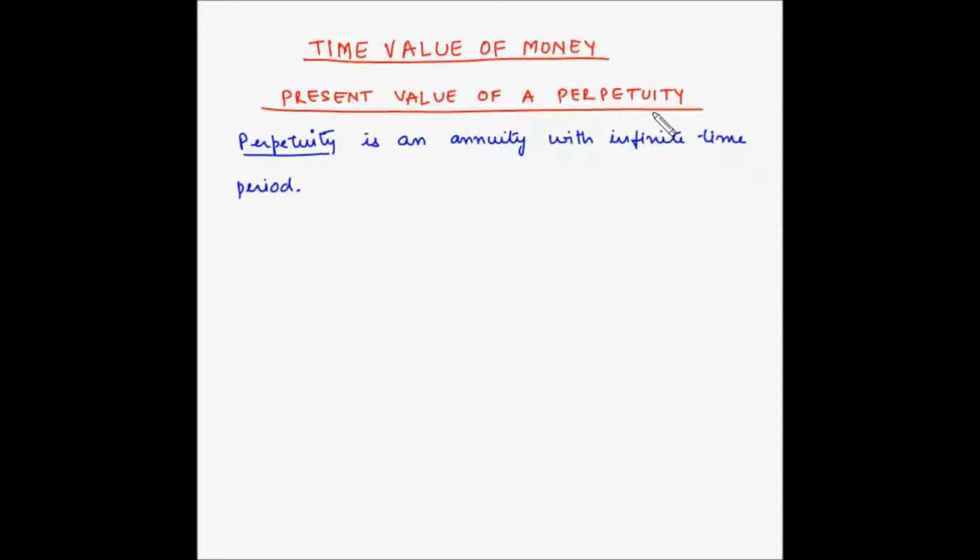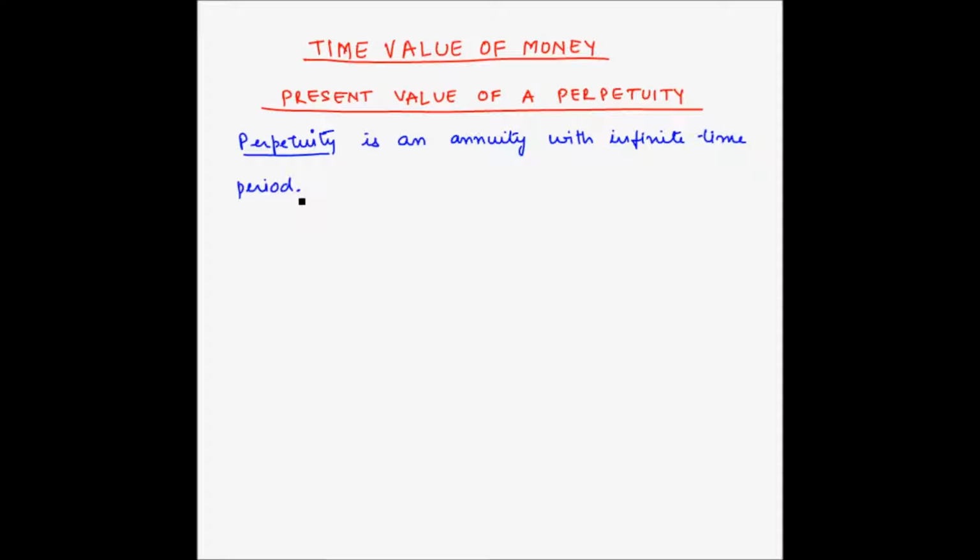So what is a perpetuity? Perpetuity is an annuity with infinite time period. So perpetuity is a fixed amount of money paid or received for an infinite time period. In other words, perpetuity can be defined as a series of payments that have a specified date of start but no maturity as they continue forever.